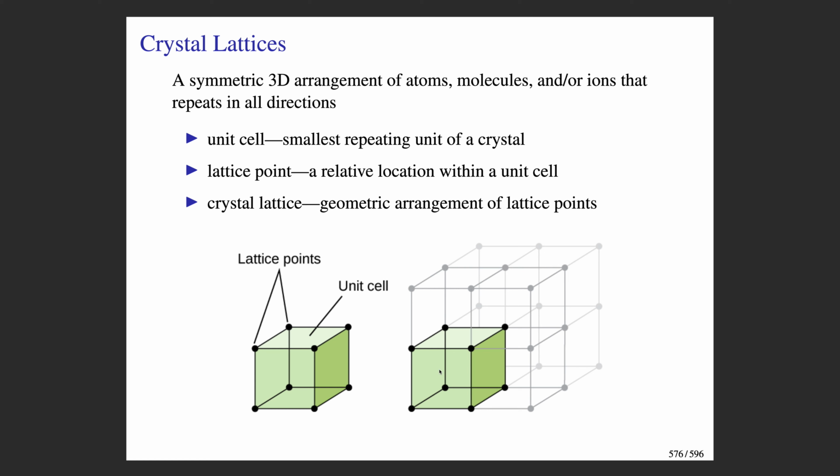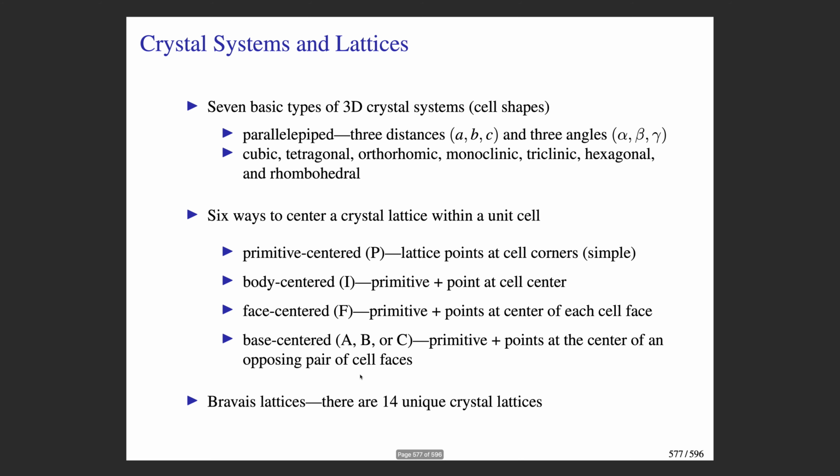And so you would imagine if you were to build a crystal, you would repeat that cubic unit cell in all three directions. Okay. The term lattice point refers to a point within the unit cell, so some relative positions within this unit cell. And then the crystal lattice refers to the geometric arrangement of the lattice points themselves.